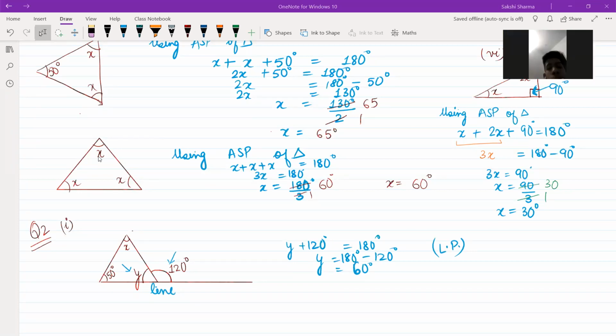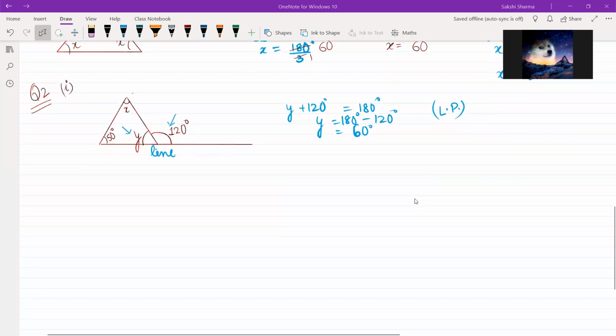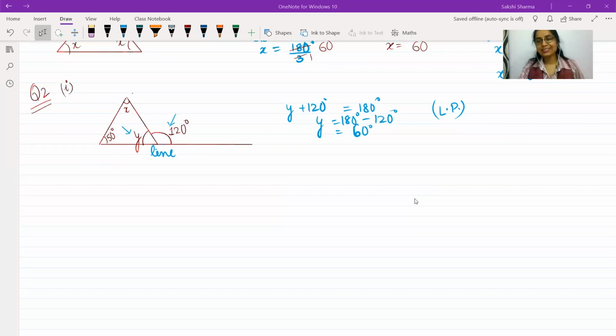Ma'am, X is equal to 70 degrees. Ma'am, I first use the exterior angle property and then ASP. That's correct. You can also use that. Yes, that's correct.